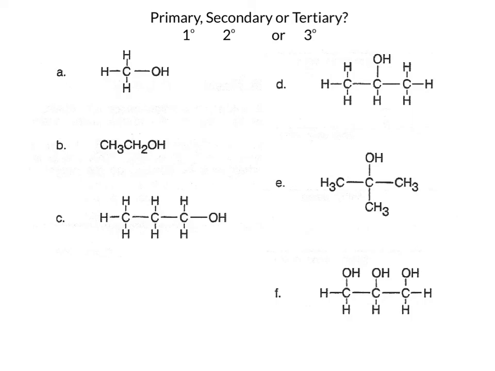And looking at the last hydroxyl group, we see that that is attached to a carbon that is attached to one other carbon, making that a primary alcohol. This compound is both primary and secondary alcohol, and it will take on the properties of both the primary and secondary alcohols present. The next lecture will focus on naming these compounds.